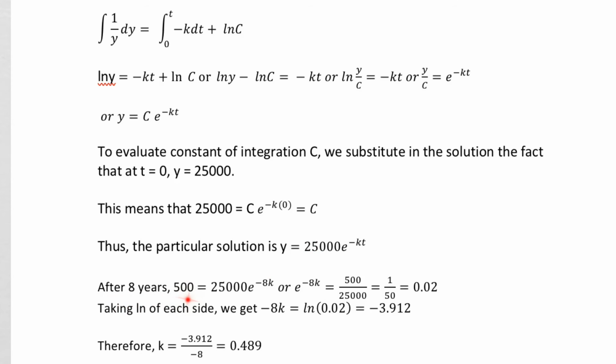After 8 years, 500 is equal to 25,000 into e raised to the power minus 8k, or e raised to the power minus 8k is equal to 500 over 25,000, which is 0.02. Taking ln of each side, we get minus 8k is equal to ln of 0.02 is equal to minus 3.912. Therefore, k is equal to minus 3.912 divided by minus 8, which is equal to 0.489.